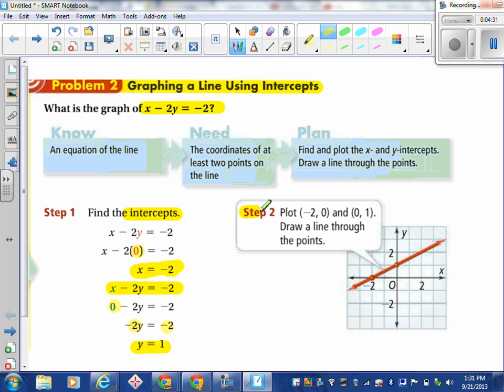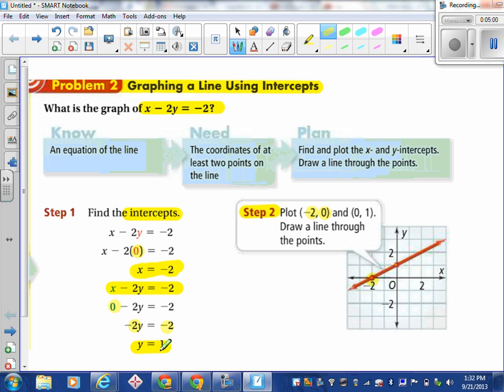Step 2 is we need to plot that information. We can look at this two ways. In step 2, we take our x-intercept, which is x equals negative 2, and we plot that as the point x is negative 2, y is 0. And then we plot negative 2, 0 on the graph. Negative 2, 0 is right there.